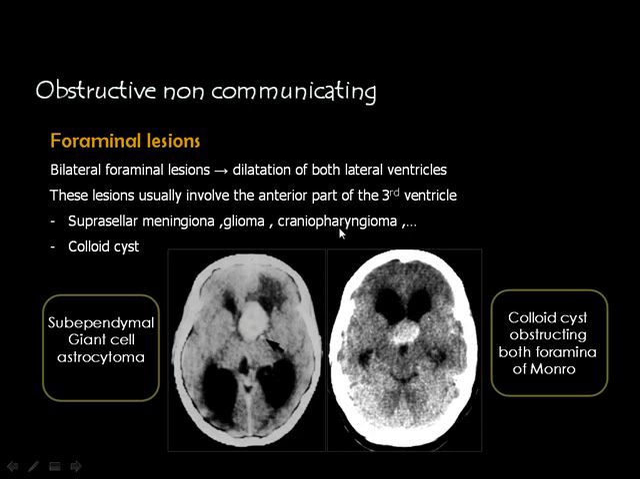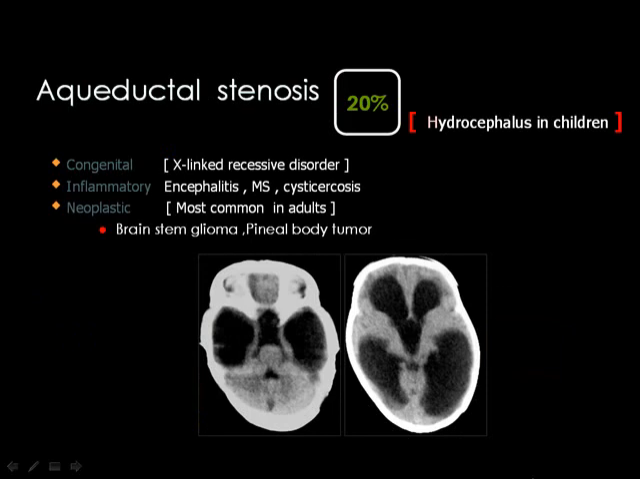Actually, most of the suprasellar lesions like meningioma, glioma, and craniopharyngioma can extend high up to reach the anterior part of the third ventricle, then compress the foramina of Monro and cause bilateral dilatation of the lateral ventricles. Then we come to the second station, which is the station of the aqueduct between the third and the fourth ventricle. Aqueductal stenosis is a well-known disease in the pediatric age group, where you can see dilatation of the third ventricle and dilatation of both lateral ventricles while the fourth ventricle is normal.